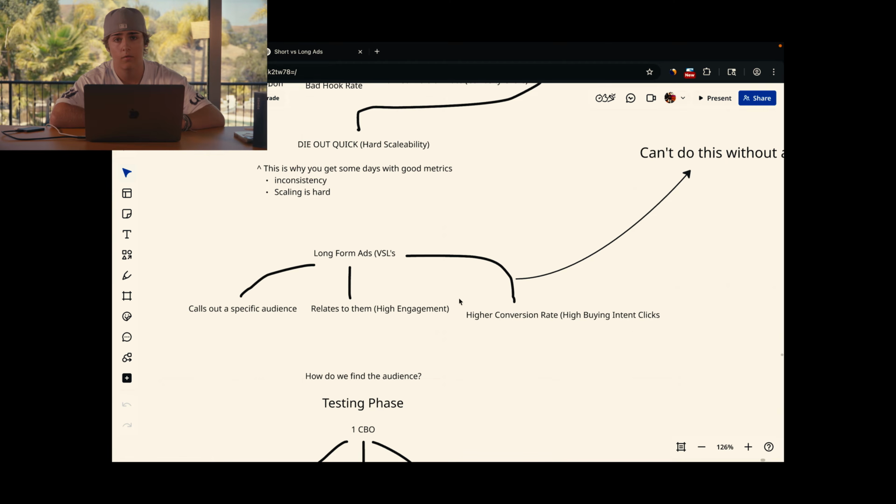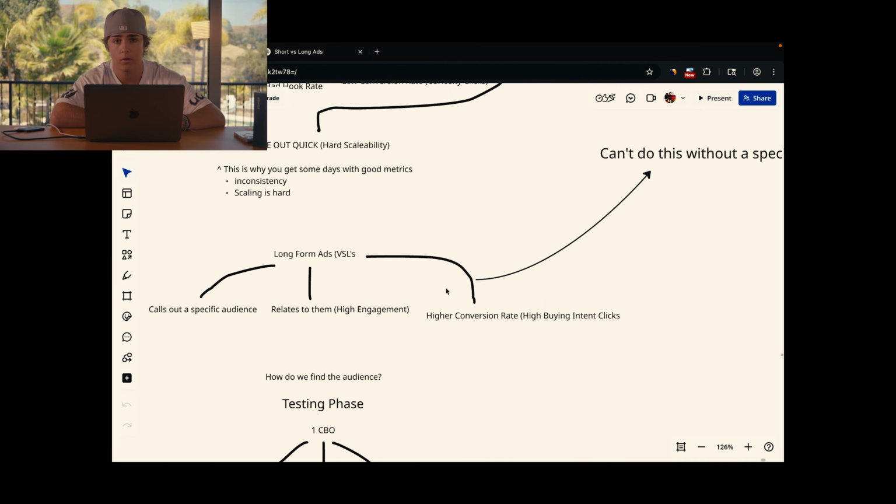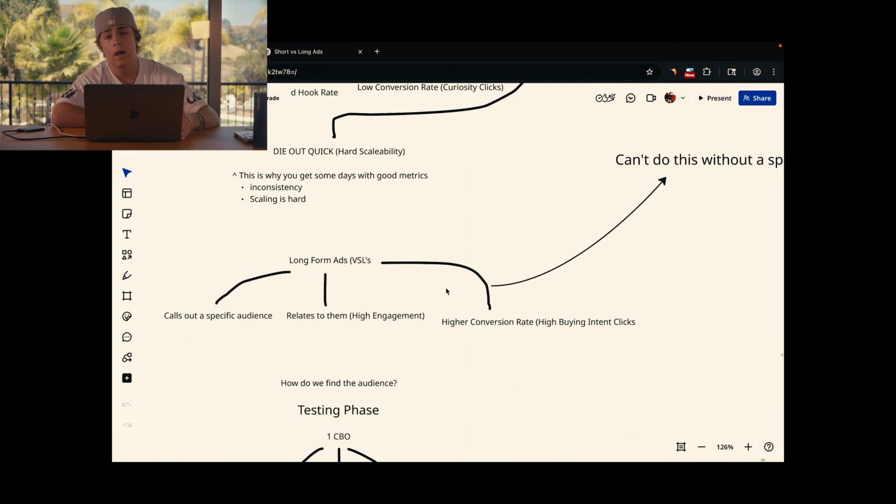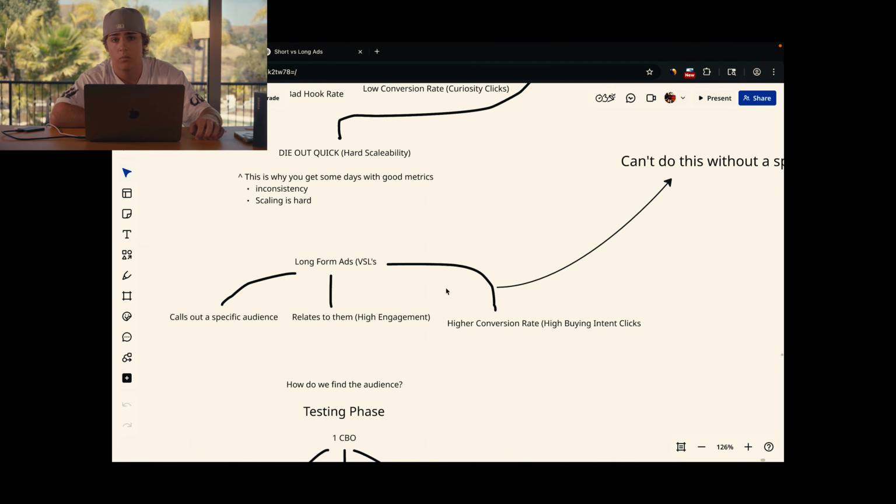And then also these long form ads are going to lead to a lot higher conversion rate because you're going to get a lot higher buying intent clicks instead of curiosity driven clicks because you're calling out that specific audience. So with those short ads that you're used to, they're very broad. There's going to be people that are landing on those ads and it's not specifically calling them out, which leads to drop off like I talked about, as well as the people that do end up watching through your entire ad are going to click through with curiosity rather than buying intent, because this may not directly relate to them and they're more or less just interested rather than actually looking to buy.